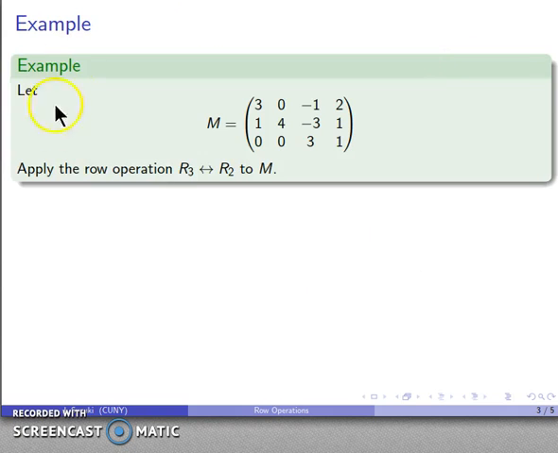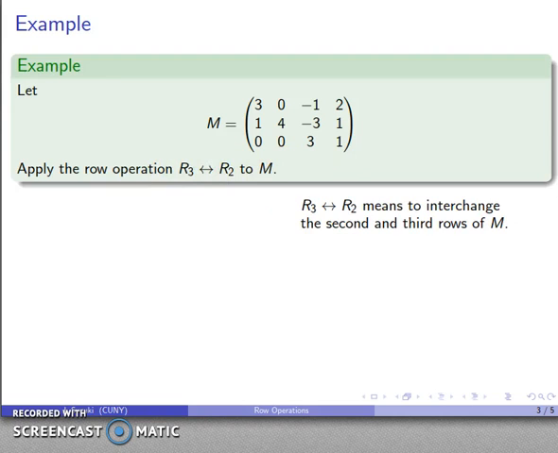So for example, say I want to apply the row operation R3 switch with R2 to my matrix M. So I'm going to interchange the second and third rows. When I switch the second and third rows, the first row is not going to change, so I'll leave that, and I'll just switch the places of my second and third rows. So my second row is going to be 0, 0, 3, 1, and then my third row is going to be 1, 4, negative 3, 1.